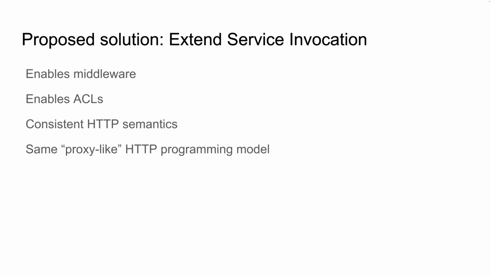So what this will do is it'll enable middleware, it'll enable ACLs, it'll let you use the same HTTP semantics as Dapr uses for service-to-service invocation. So there's nothing smelly there. And it's the same proxy-like HTTP programming model that you get with Dapr today, meaning you can either use the Dapr API for invoke, or you can use the header-based method. Now I'm going to show it in a sec.